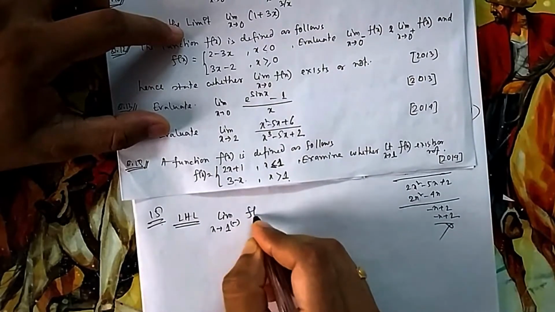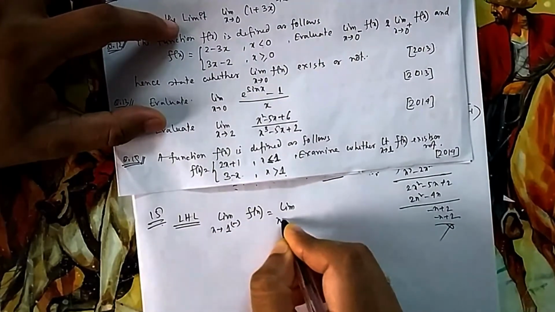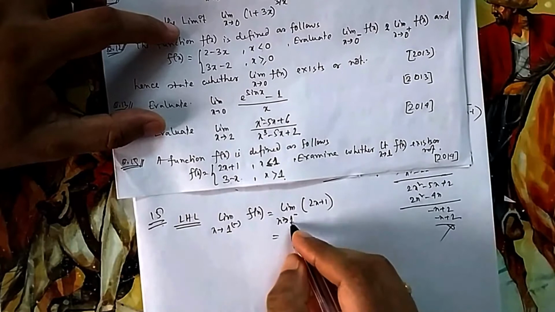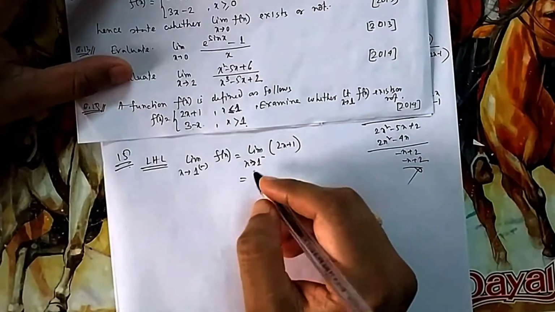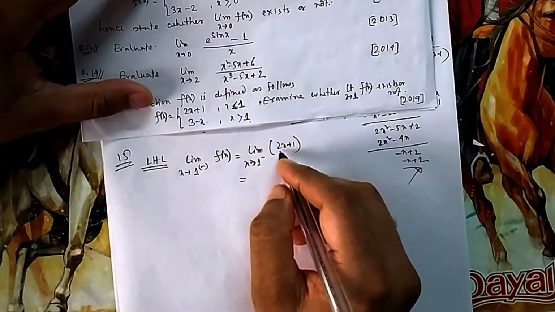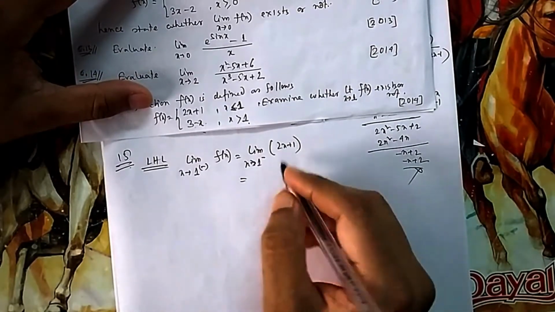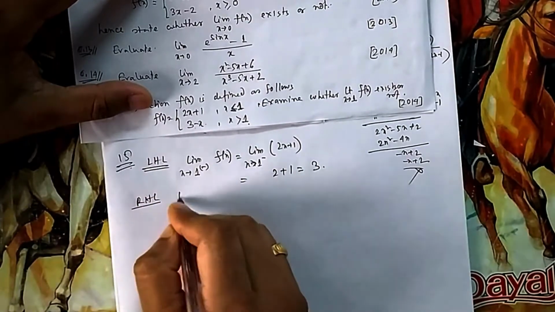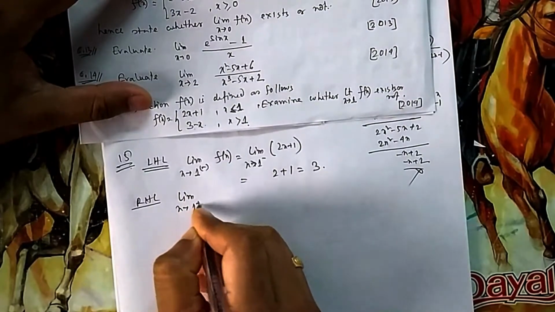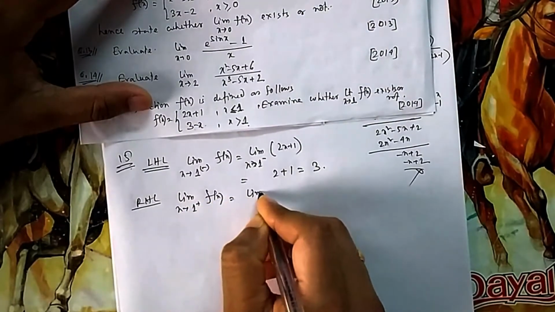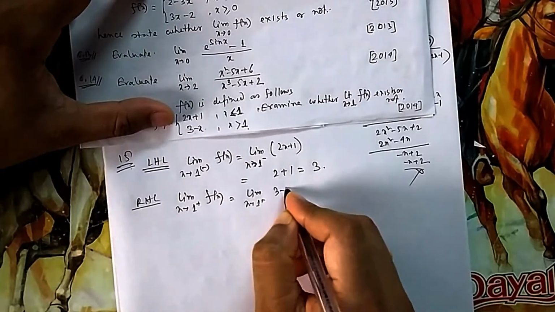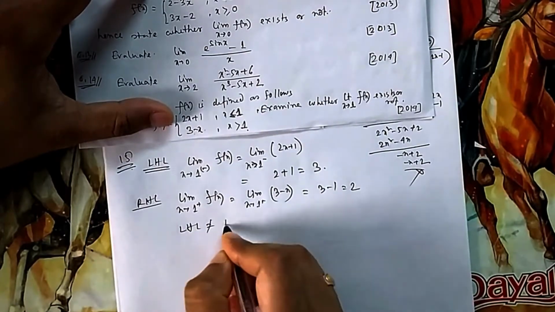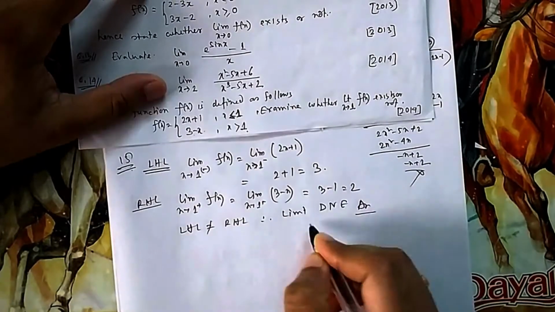So LHL is limit x tends to 1 minus f of x, and f of x is 2x plus 1. If you put 1 minus, it means it is not minus 1, it is very close to 1, like 0.99999999. So that is 1 actually, so 2 into 1 plus 1, it is 3. And again RHL is limit x tends to 1 plus f of x. Which branch will it go to? 3 minus x. So 3 minus 1, that is 2. So left hand limit is not equal to right hand limit, therefore limit does not exist, DNE.